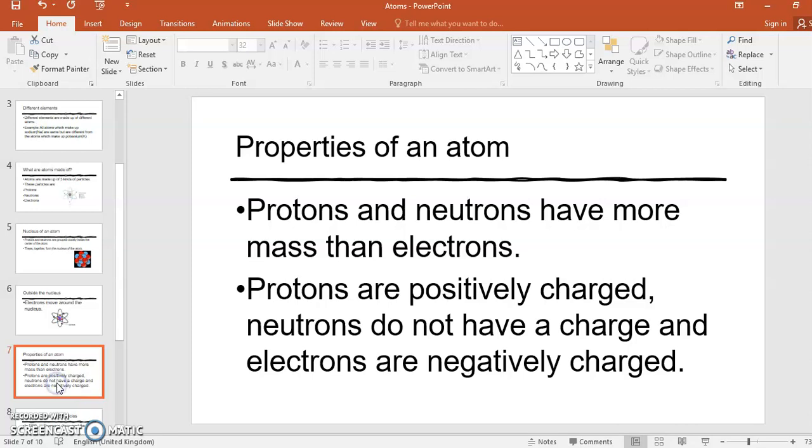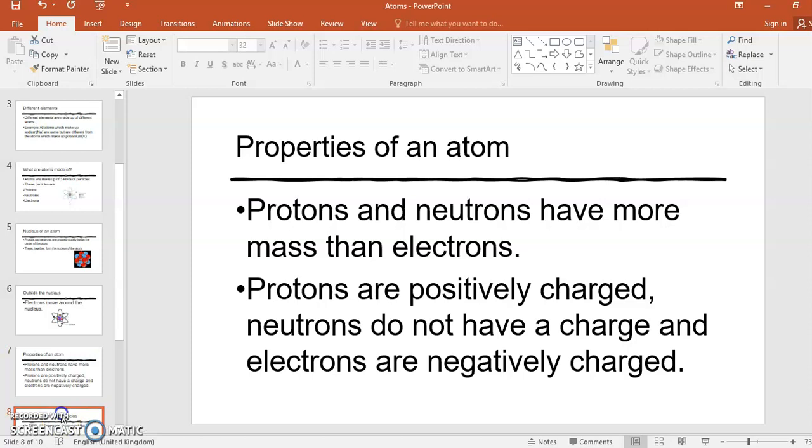Protons are positively charged. Neutrons do not have any charge and electrons are negatively charged. So we have discussed earlier also what will be the charge on a nucleus. Because protons are positively charged and neutrons are neutral, the nucleus has a positive charge, and outside the nucleus electrons are negatively charged.